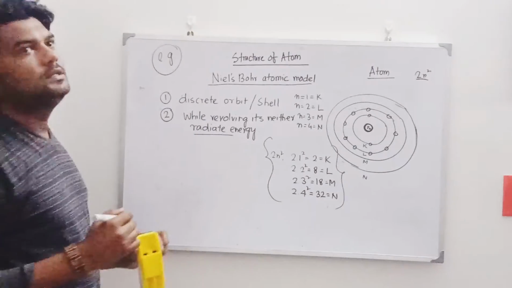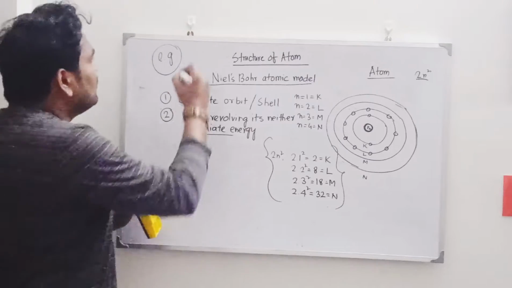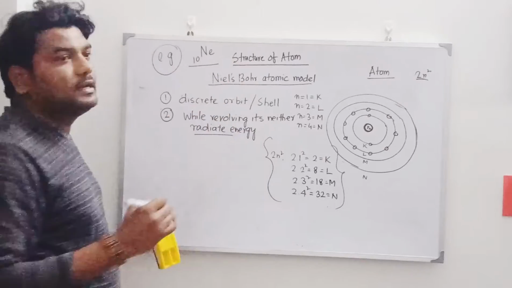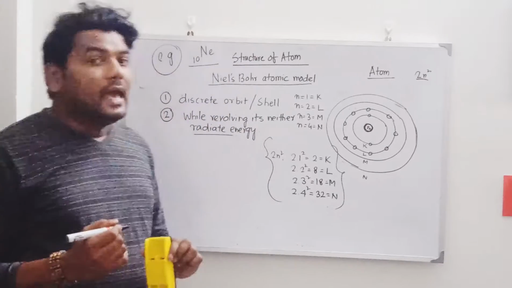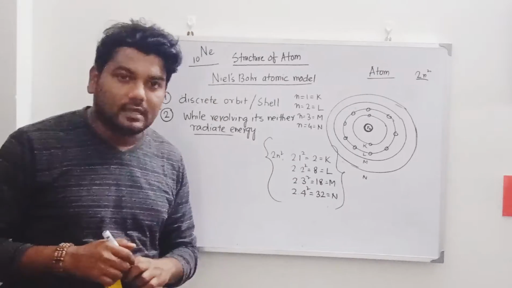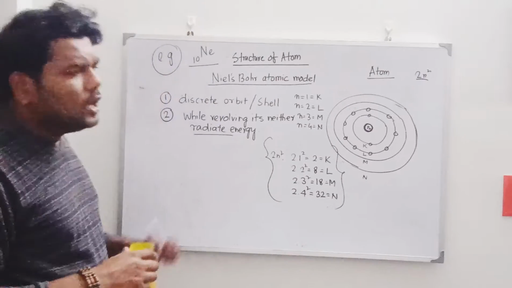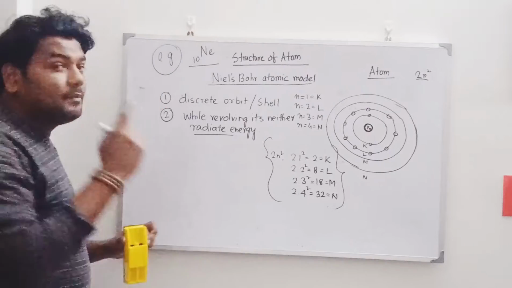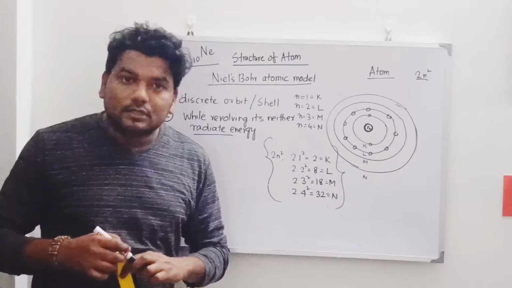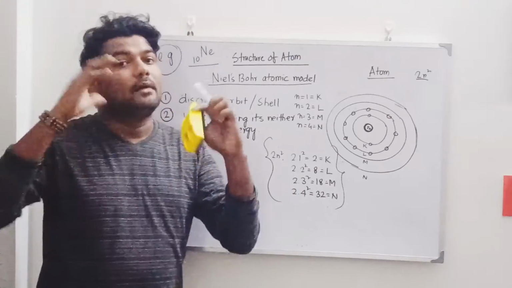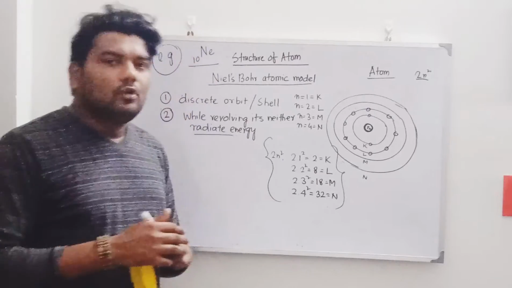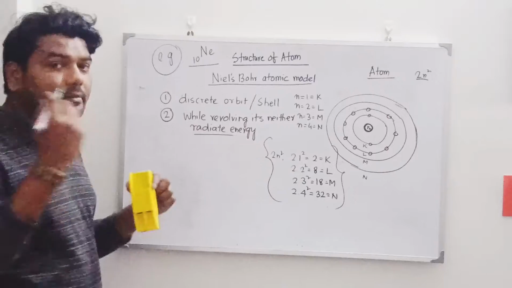Suppose we take neon. Neon has 10 electrons and 10 protons. As you know, neon is a noble gas element. So the number of electrons in the last shell should be 8 according to the valency. Every atom tries to attain 8 electrons in the last shell. That is called the octet rule. We will learn about the octet rule later. That is the important part.